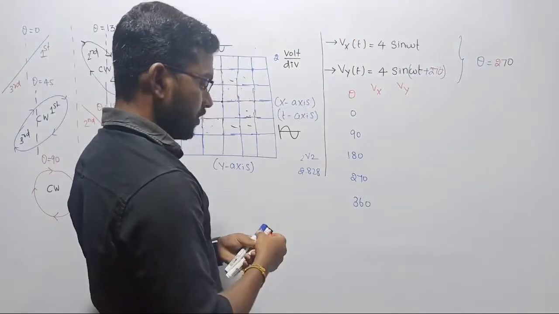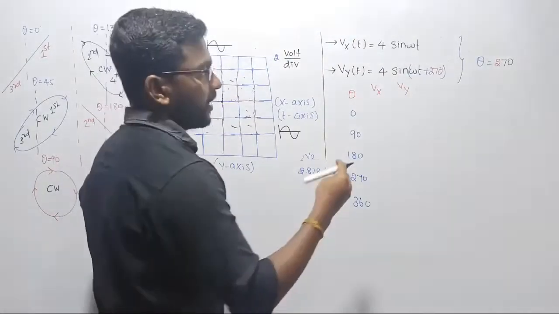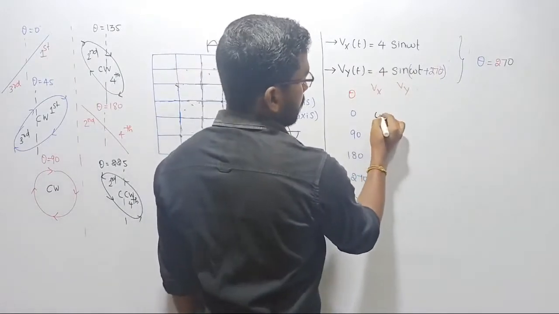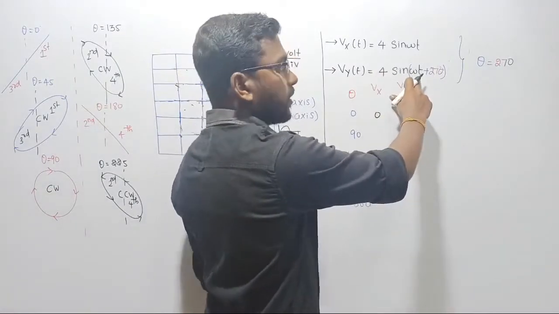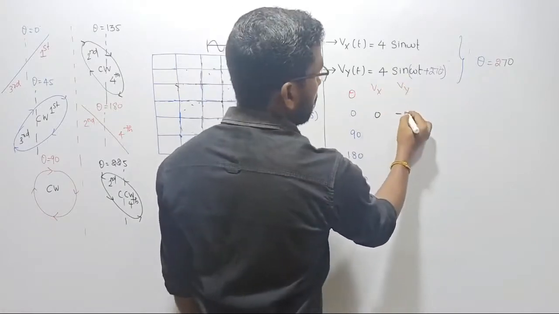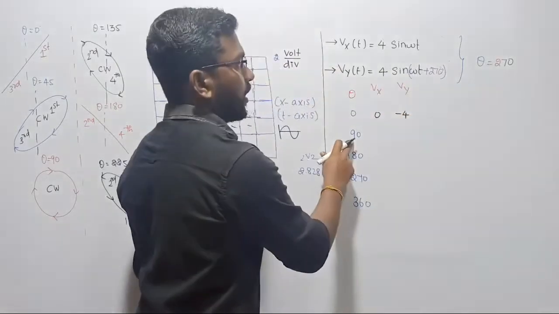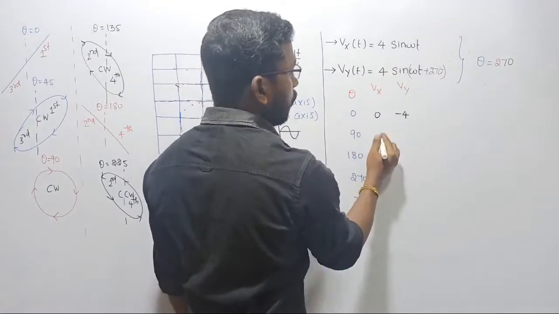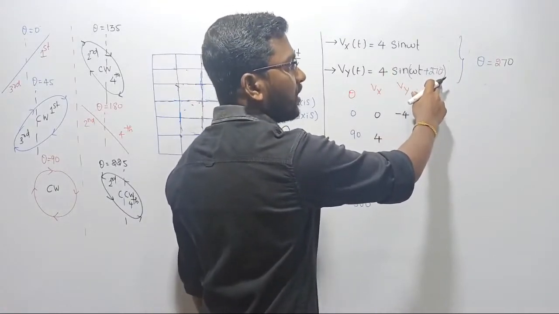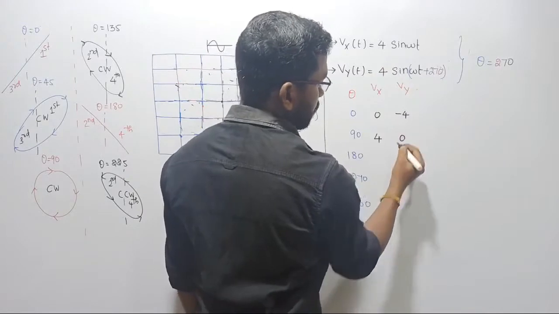Shall we start? So our journey is with the 270 degree phase. At theta equal to 0, sin 0 is 0. Theta is 0, 0 plus 270 is 270. Sin 270 is minus 1, so minus 1 times 4 is minus 4. Theta equal to 90: sin 90 is 1, times 4 is 4. 90 plus 270 is 360. Sin 360 is 0, and 0 times 4 is 0.